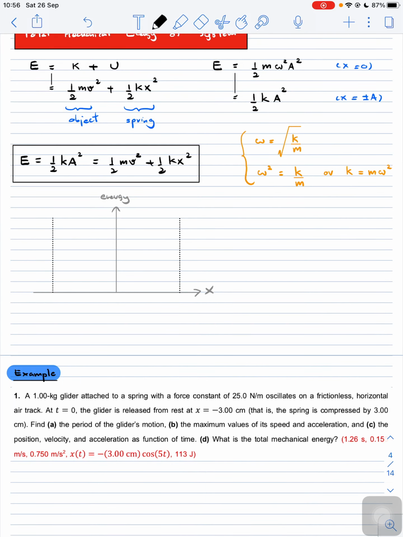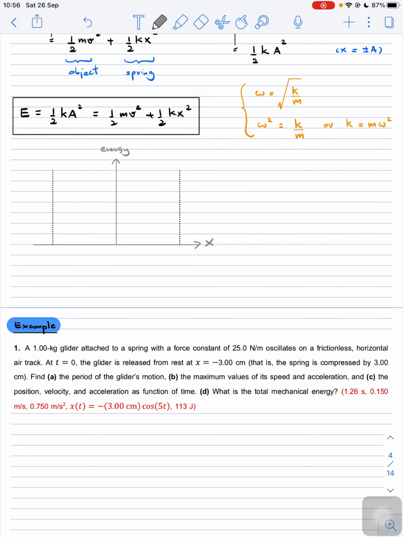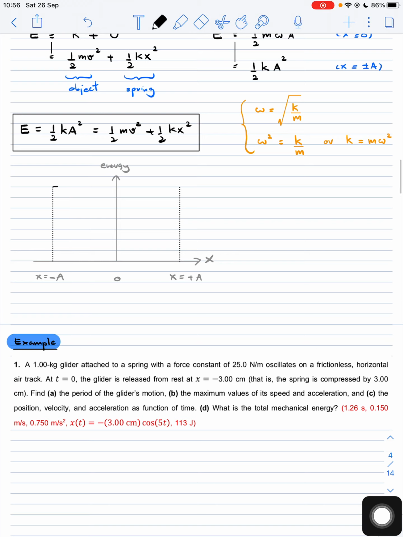Okay, so let's say that at this position, x equal to plus a, and here x equal to negative a, and 0. So these two are the maximum extension of the spring, and the maximum compression of the spring, right? Then the graph of the total mechanical energy should be just this line. So this equals E, because E must be constant, right? So that's why it's just equal to this one.